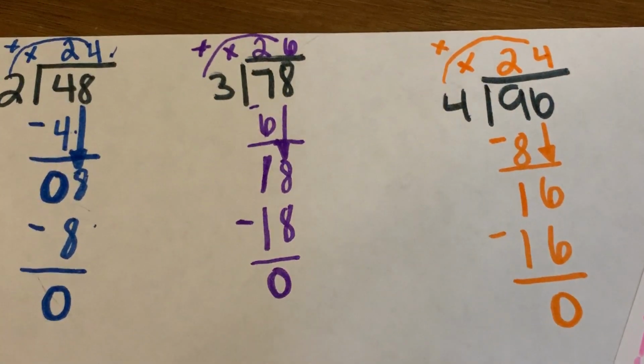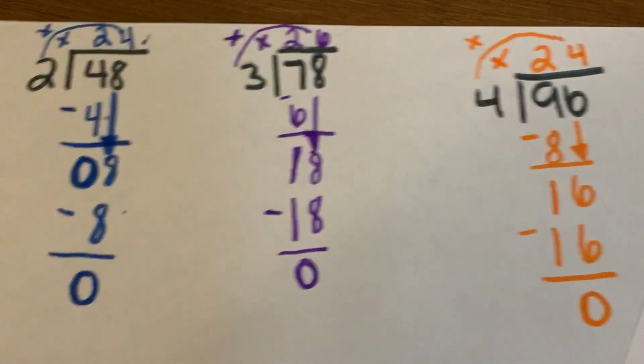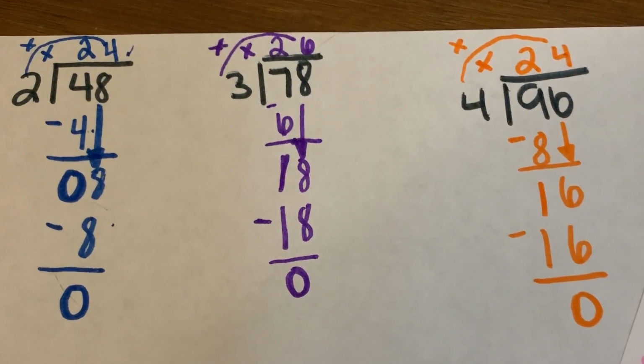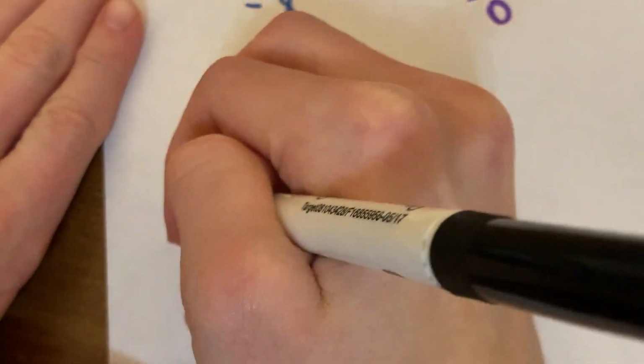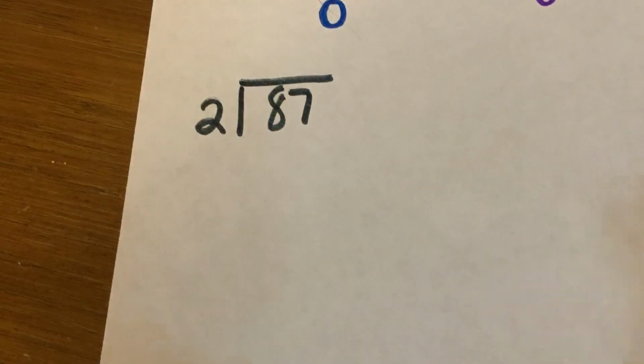Okay? All right. That is it without remainders. So now I'm scooting on, and I am going to do some with remainders. So this one I'm going to walk you through completely. And then I'll walk you through step by step on a couple of other ones. And then I'll have you try one on your own. So 87 divided by 2. I'm going to walk you through this one.